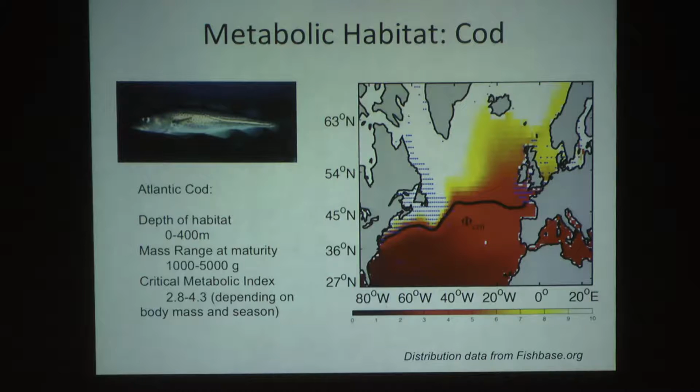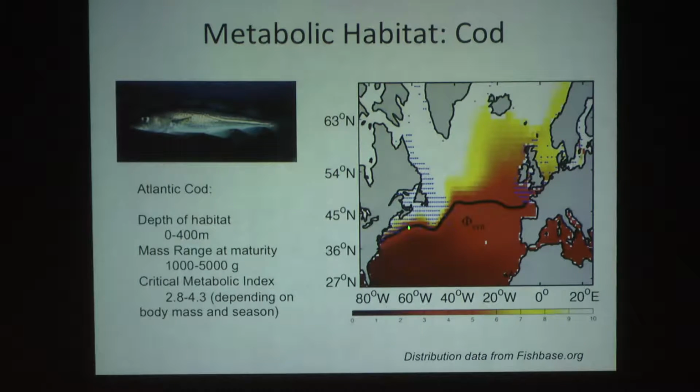what we've done is to walk through as many of those species as we can and map their metabolic index, and over the top of that map, place dots wherever that species is actually observed. So this is the example for Atlantic cod. The colors indicate its metabolic index. Sorry for the small numbers, but it goes from 0 up to 10. Okay? And the blue stippling indicates where cod is typically found.